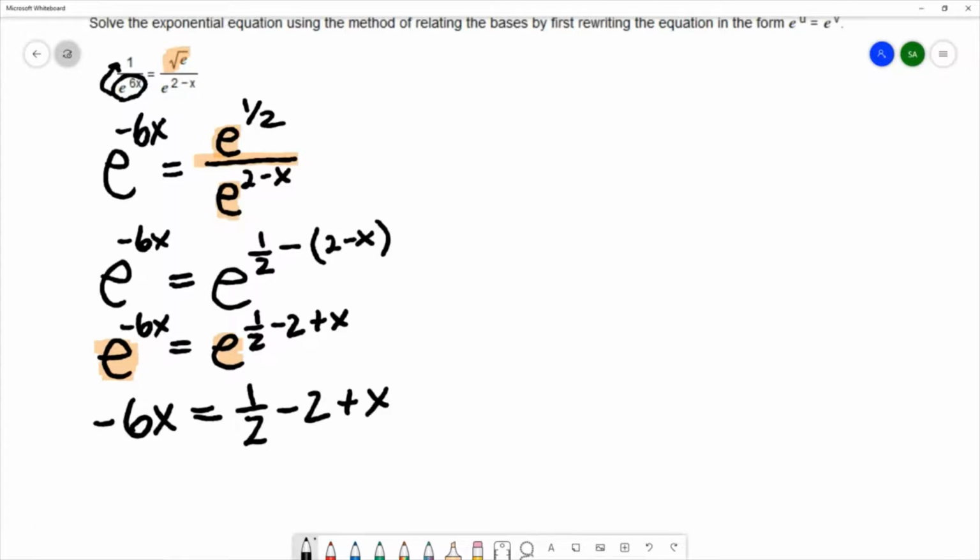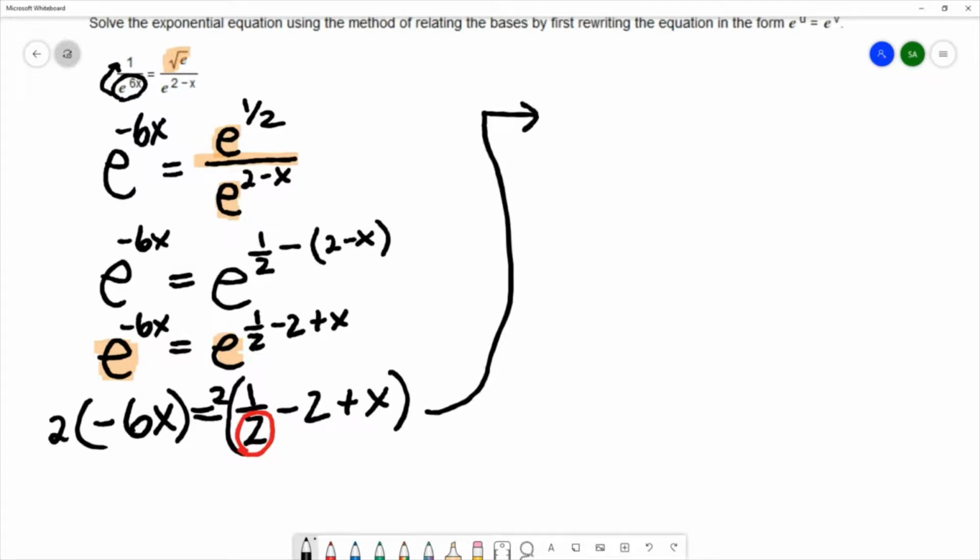So I have a linear equation. I'm going to start solving by getting rid of the fractions. So I'll multiply by 2 on the left and multiply by 2 on the right. This gives negative 12x equals 1 minus 4 plus 2x.